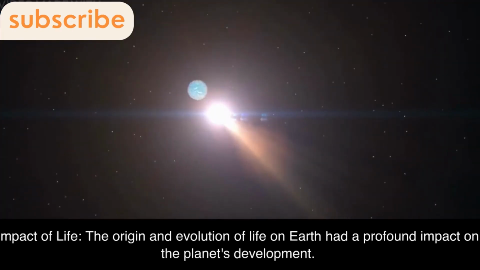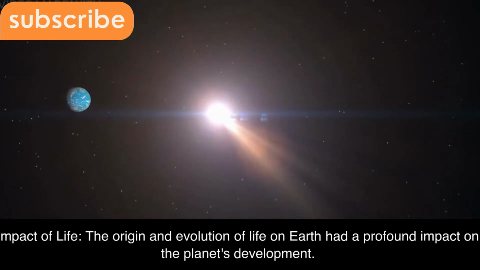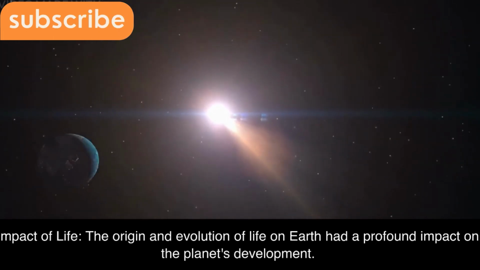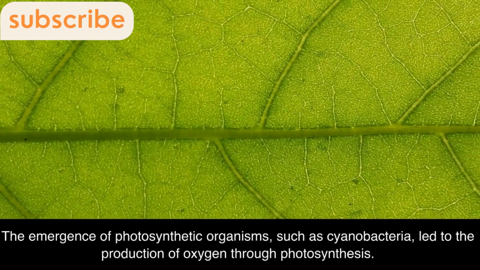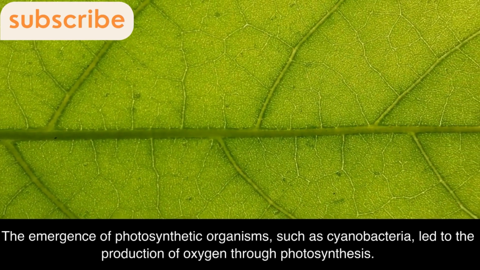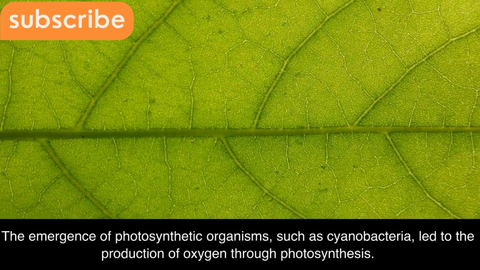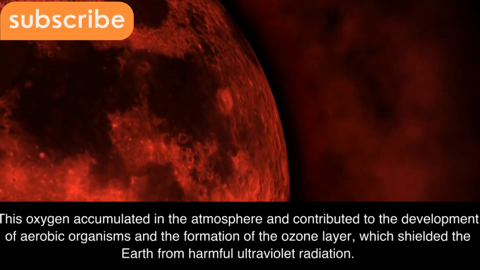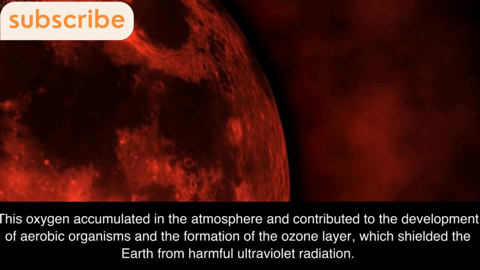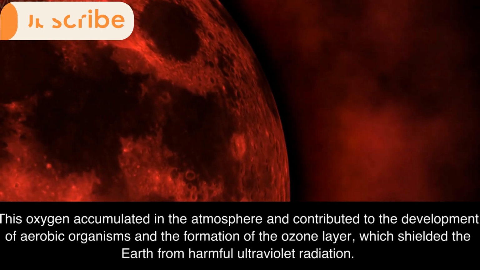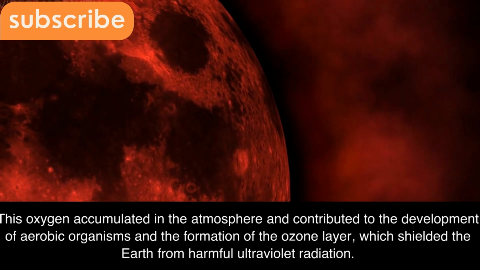Impact of life. The origin and evolution of life on Earth had a profound impact on the planet's development. The emergence of photosynthetic organisms, such as cyanobacteria, led to the production of oxygen through photosynthesis. This oxygen accumulated in the atmosphere and contributed to the development of aerobic organisms and the formation of the ozone layer, which shielded the Earth from harmful ultraviolet radiation.